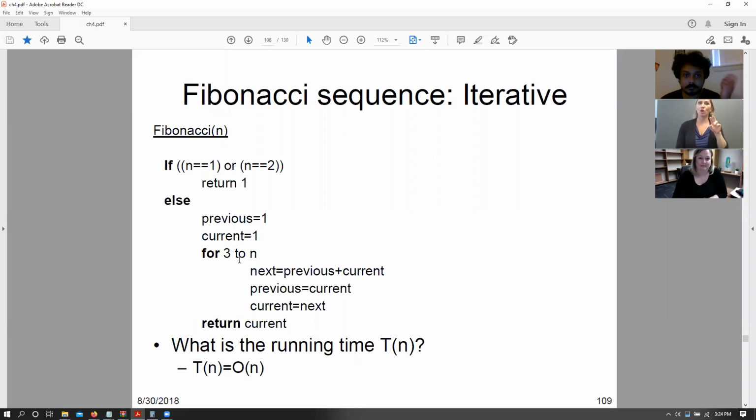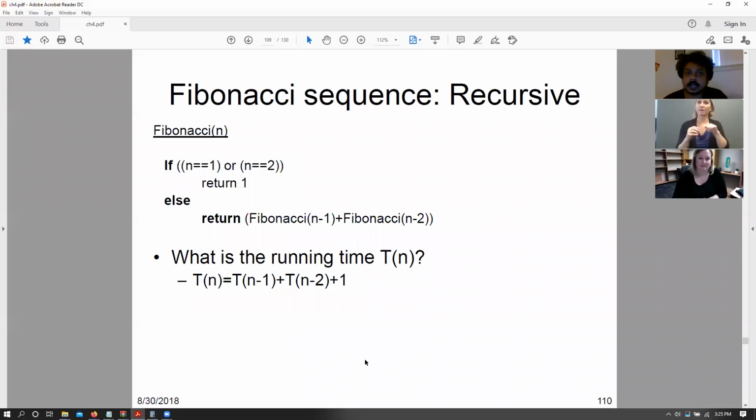For the iterative method, my for loop goes from 3 to n. And for generating the nth Fibonacci number, I would need to go through n numbers, right? To generate the nth Fibonacci number. And so we can say that T of n is going to be big O of n. You guys should agree with this. If you don't, let me know. But I'm going to be quick about this. And then you also have the Fibonacci sequence for the recursive method, right?